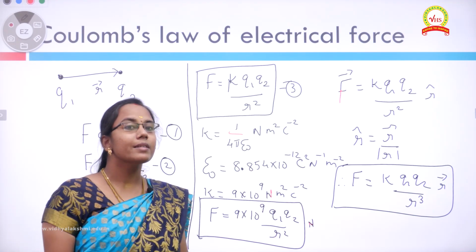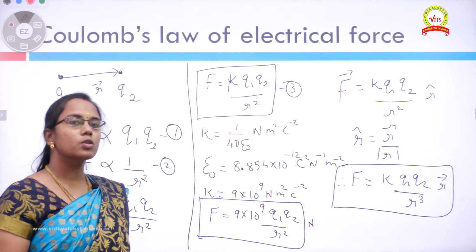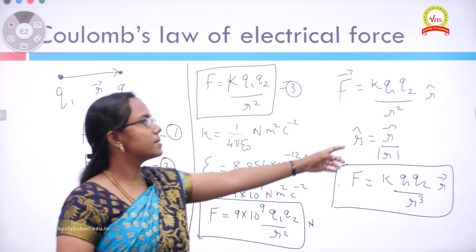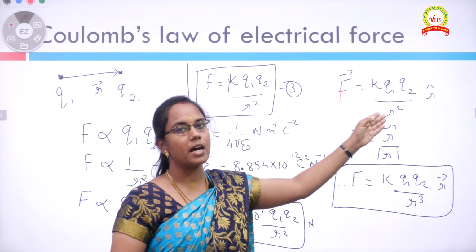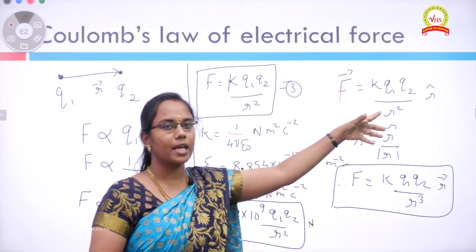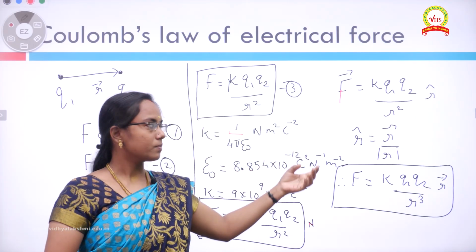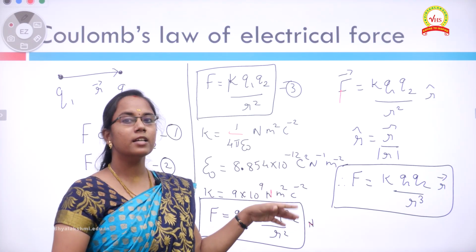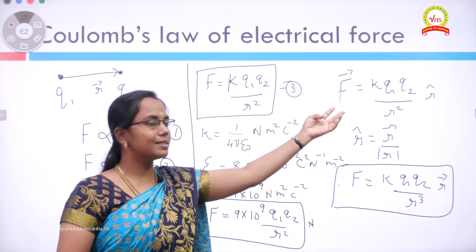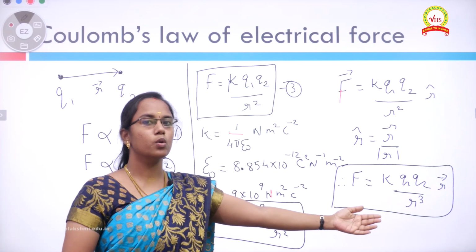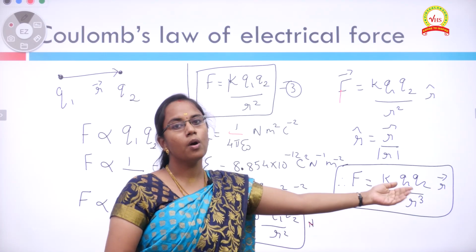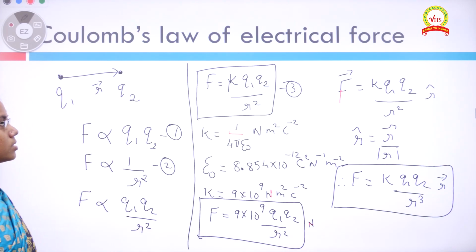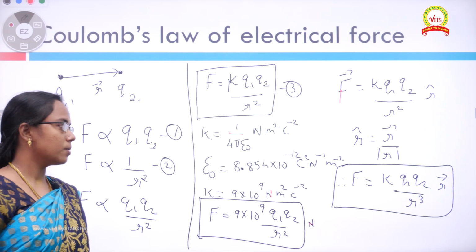When coming to the direction of the electrostatic force, it is always directed along the position vector. So, we can represent it as K Q1 Q2 by r square into r cap. R cap represents the unit vector. A unit vector is also written as vector r divided by its magnitude. So, instead this equation can also be written as F is equal to K Q1 Q2 by r cube into r vector. So, this is about Coulomb's law of electrical force.